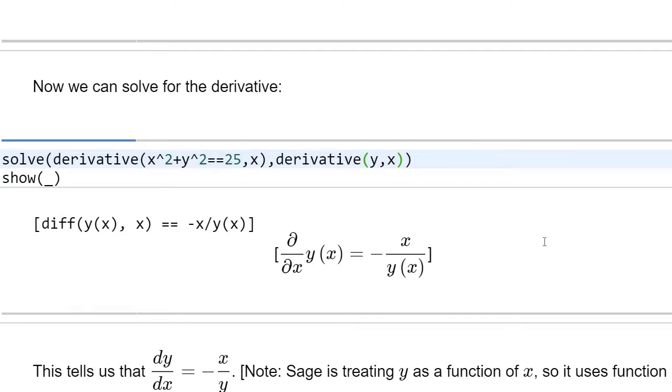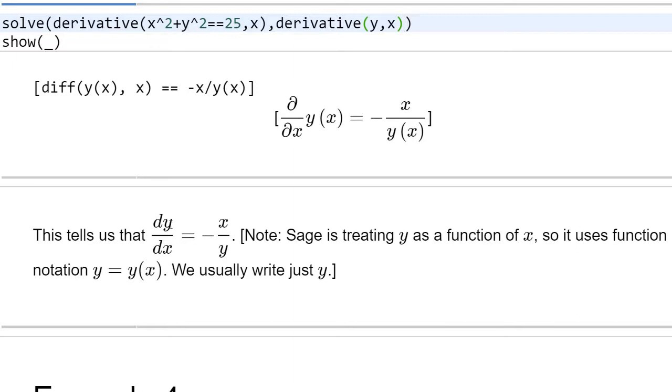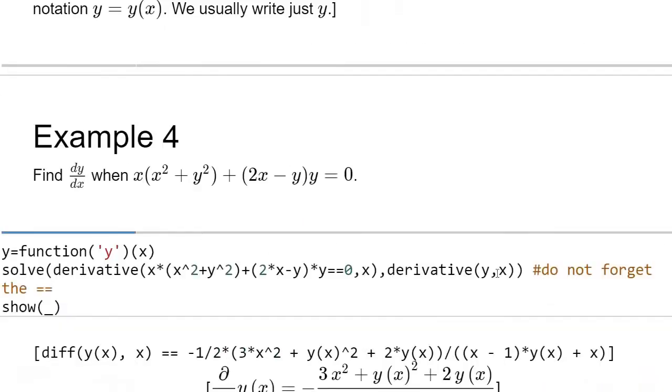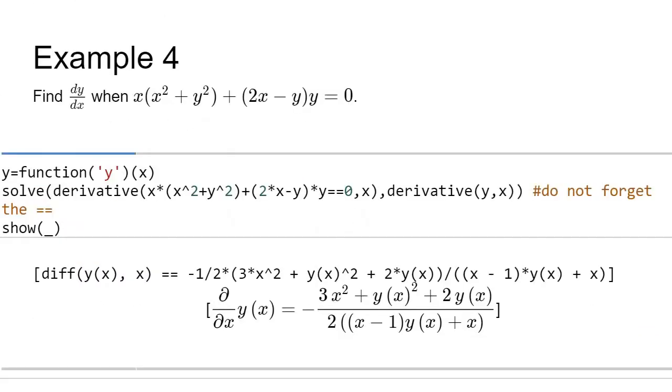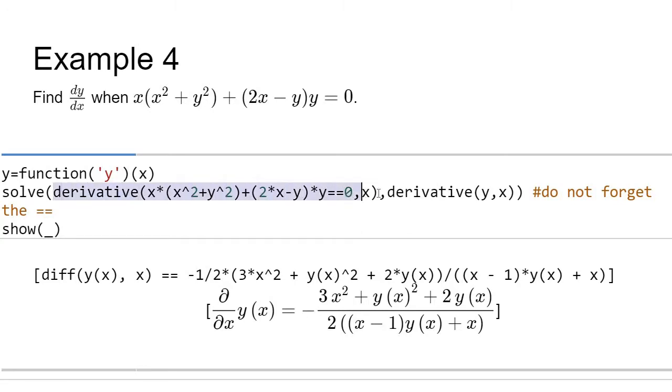So if we rewrite this in the normal symbols we use, here it is: dy dx, or y prime, is negative x divided by y. All right, here's the next example, that little loop graph we did earlier. So we need to tell it that y is a function of x, and then we can solve this equation. The equation we're trying to solve is the derivative of this implicit function. What we're trying to solve for is the derivative of y.